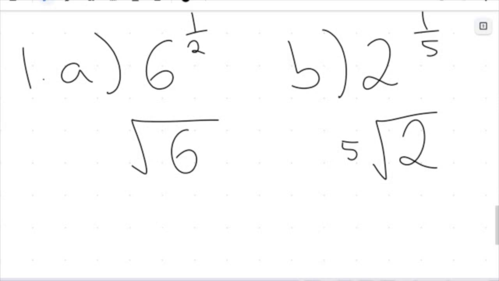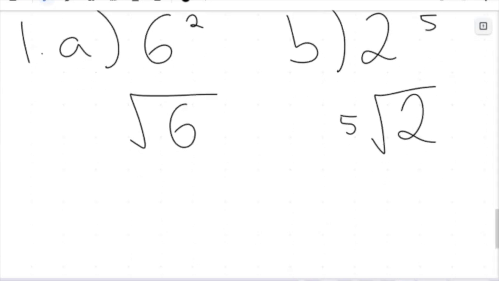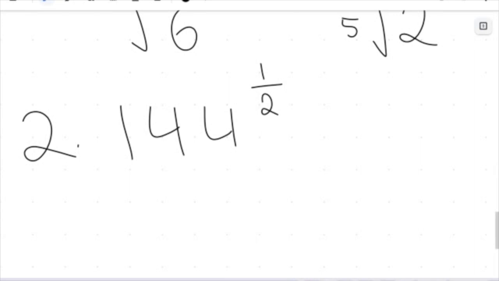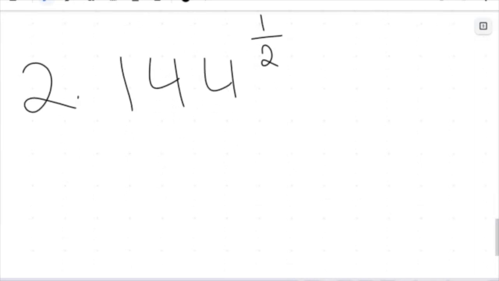And we can do this for any other question. And we can also take this one step further and actually use this to more easily evaluate things, right? So one particular example is going to be if I take 144 and I want to find what 144 to the power of a half is.